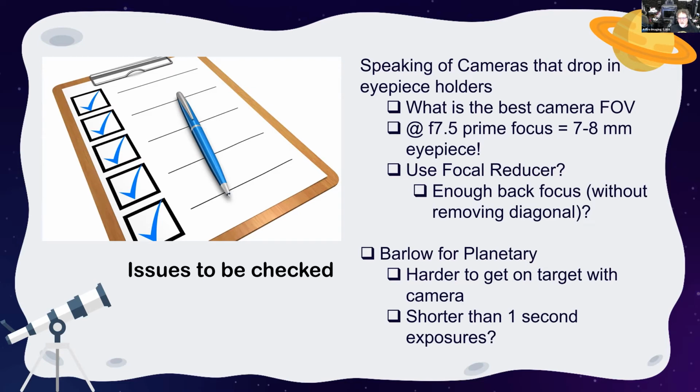So that's why I'm wondering about using a focal reducer, but that brings in the whole problem of back focus, and people have to remove their diagonal and stuff, and that might be just too much to deal with. And then similarly, if we want to do planetary, it's sort of the opposite problem, right? You're going to move the focus point way out with a Barlow, and it's even harder to get on the target with an even smaller FOV.